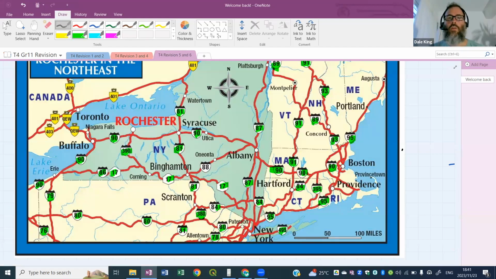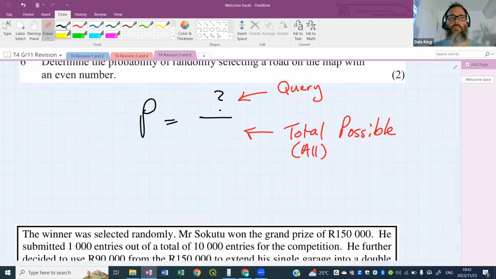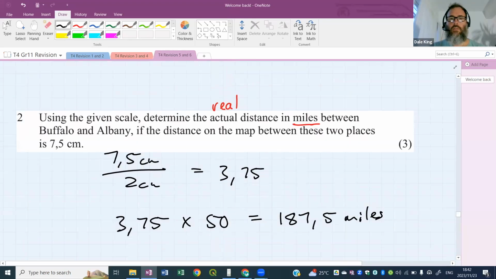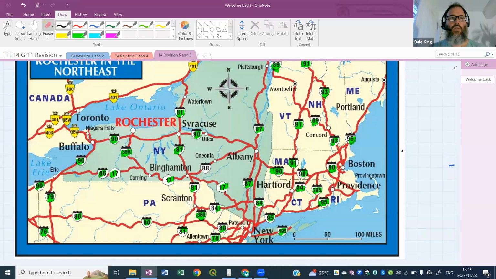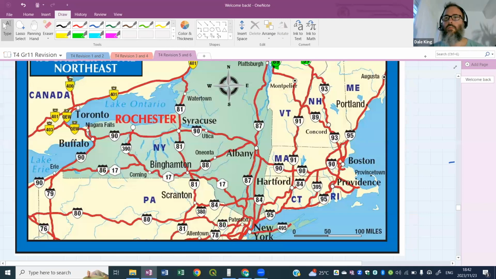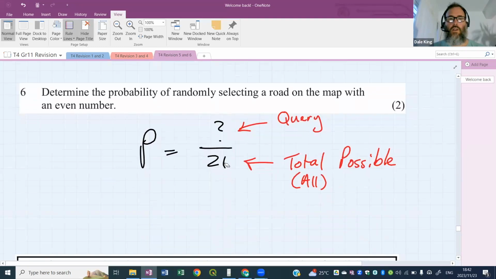So let's say we've got 21 roads on the map. 21 possible options here. So that goes at the bottom of our fraction. There's a possible 21 total possible. They want the ones that are even. So we've got to find all the even ones. Dale, yes, ma'am, you might have skipped 88. So it's going to be 22. Perfect, let's make it 22.